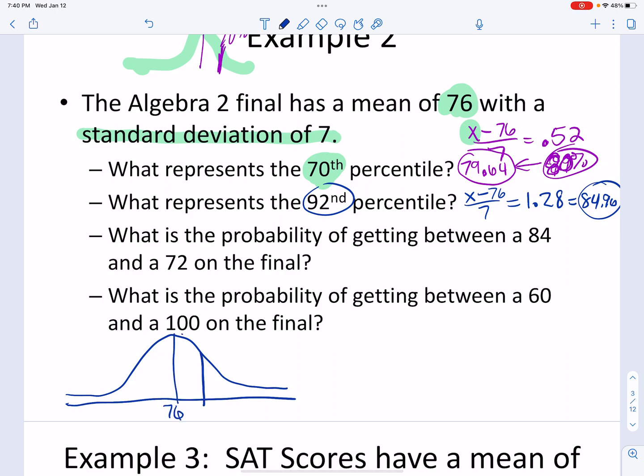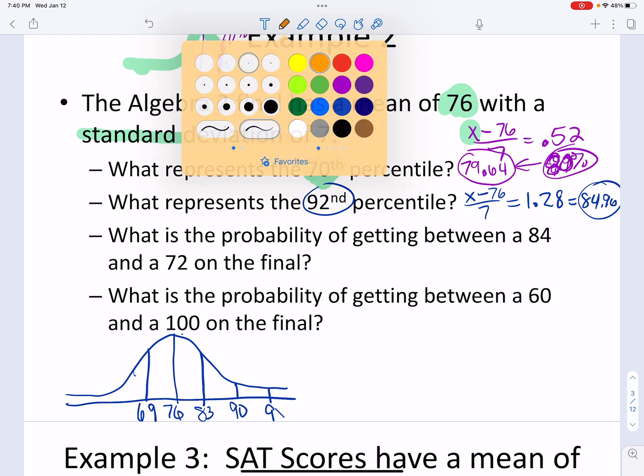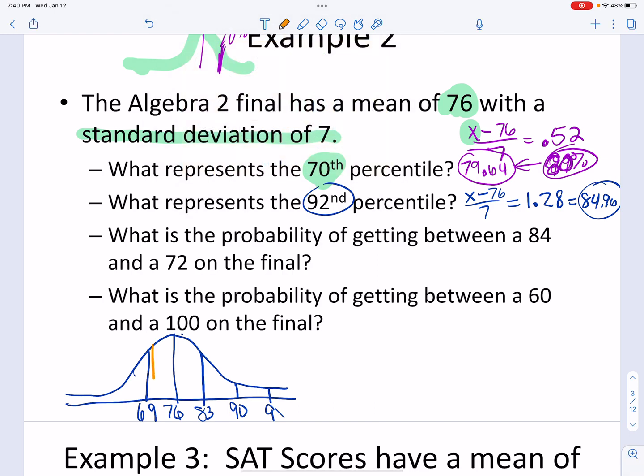And then I'm adding 7, and 76 plus 7 is 83. And then I'm adding 7, and that's 90. And I'm adding 7, and that's 97. I'm subtracting 7, and that's 69. Okay, so that's my empirical rule stuff. I want to know between 72, which is not going to be one standard deviation away, and 84, which is going to be a little bit more than 1.